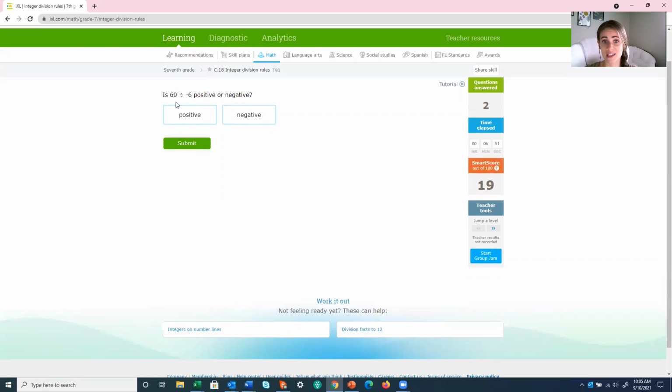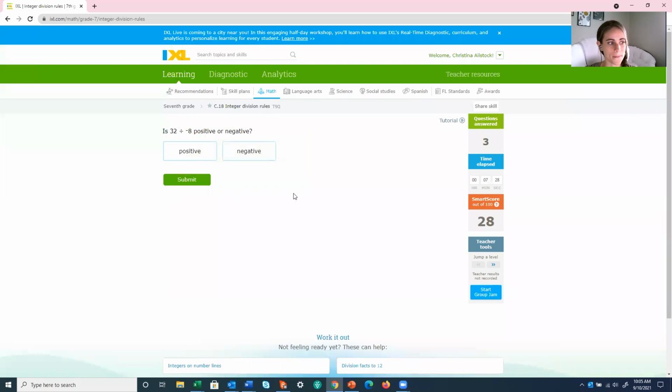60 divided by negative 6. Will your answer be positive or negative? If they're both the same, your answer will be positive. If they're different, your answer will be negative. We have a positive 60 and a negative 6. Our signs are different. Therefore, our answer will be negative. And what would be 60 divided by negative 6? A negative 10.